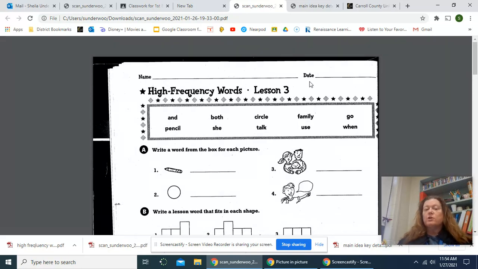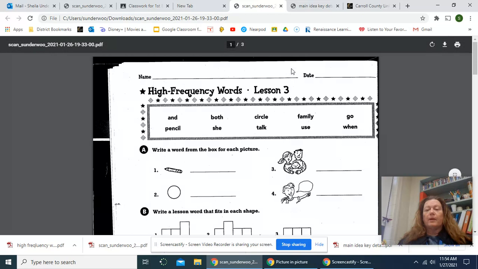So this is how you're doing your high frequency word list, and you'll be expected to do one of these a week. All right? All right.